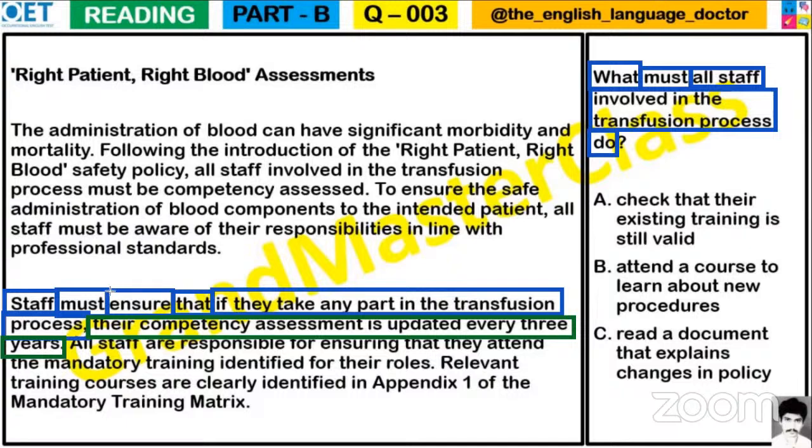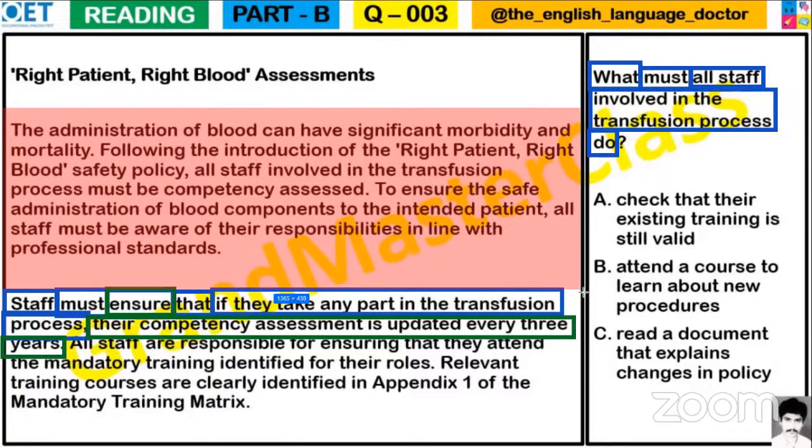Must ensure. Now let us see that everything else is there very clearly. Now I'm changing it to red color and hiding the other information which is not necessary. This is not necessary, and this is also not necessary. The answer is only in this particular part. So all this is not necessary. That is a trap, a distraction.